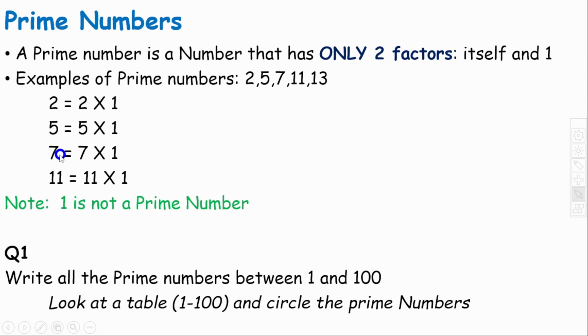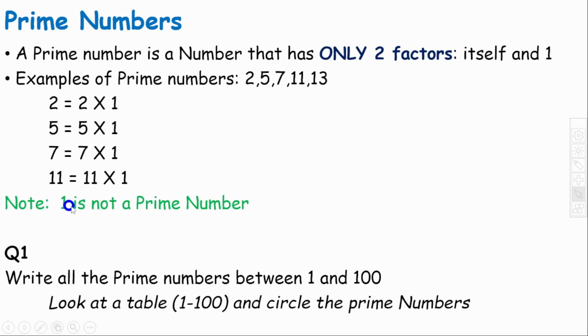7 has only two factors, 7 and 1. 7 times 1, itself and 1. The only way you can get 7 is 7 times 1. That tells you it only has two factors, and that means this 7 is a what? It is a prime number. The same thing with 11. 11 is equal to 11 times 1.